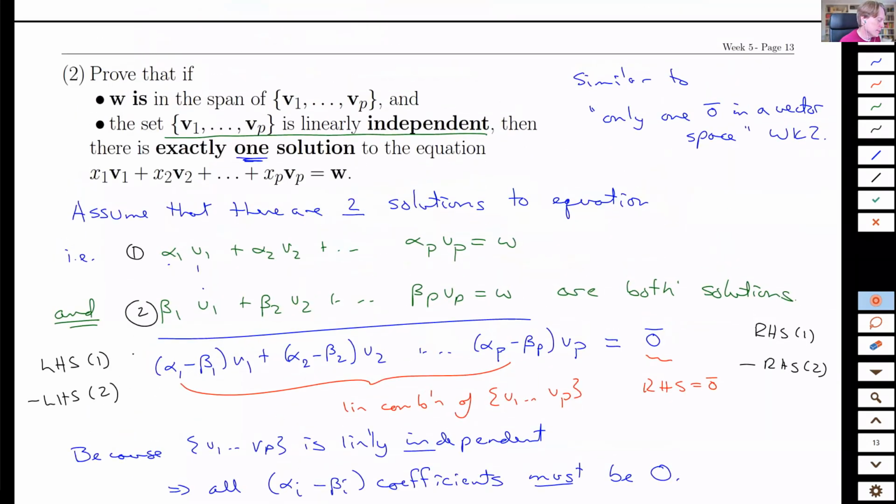So going up to the top here, we have a set of vectors. They're linearly independent, and we're trying to show that that leads inevitably to there being only one solution to the equation here. Add up combinations of the vectors to get some target vector W, the right-hand side vector.